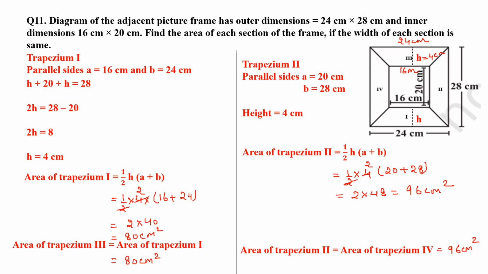Okay, so I have got the area of each section from here. Area of section 1 and section 3 is 80 centimeter square, and section 2 and section 4 is 96 centimeter square.